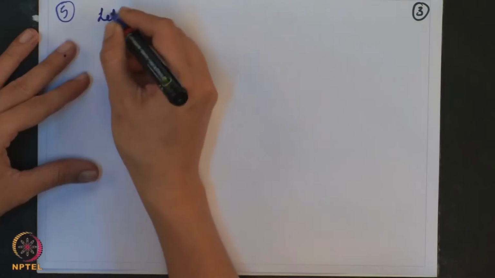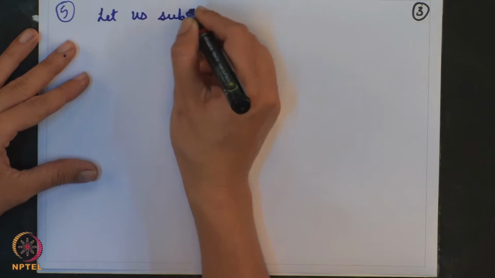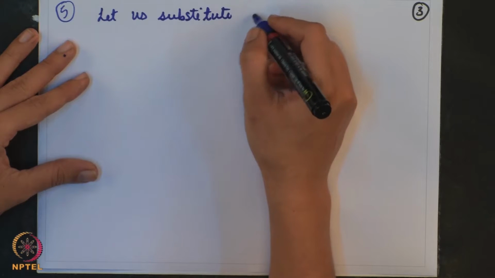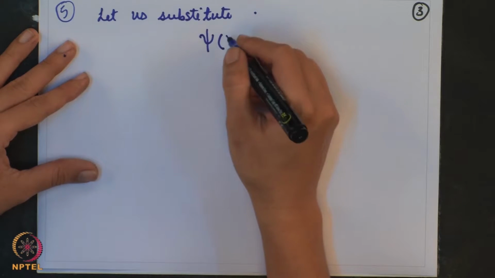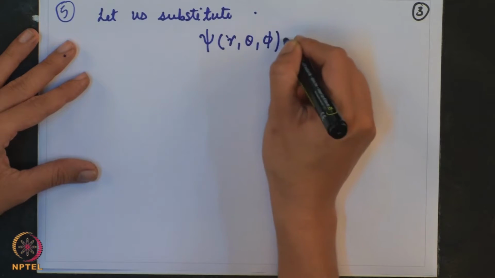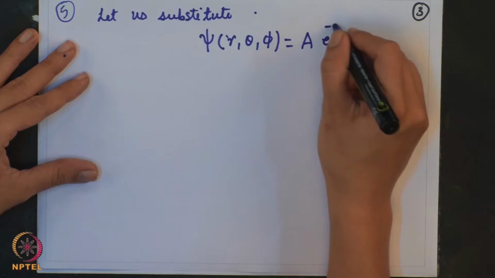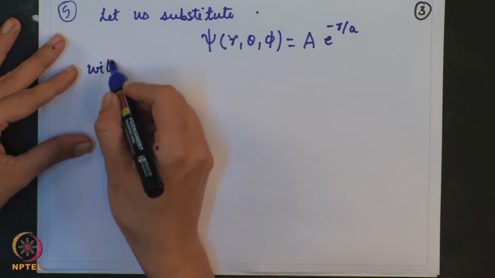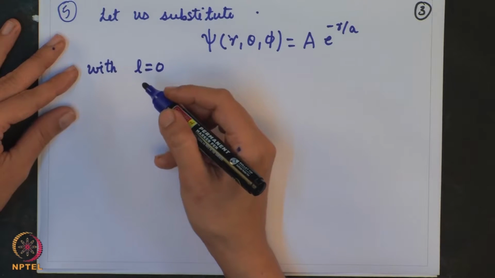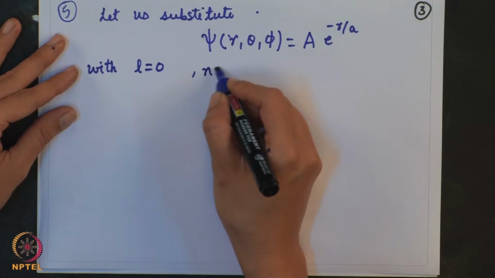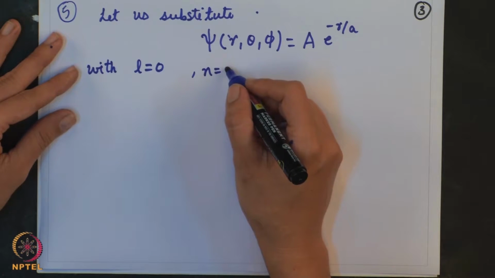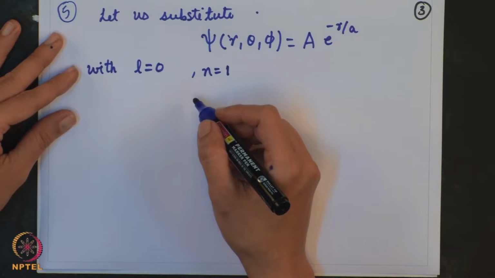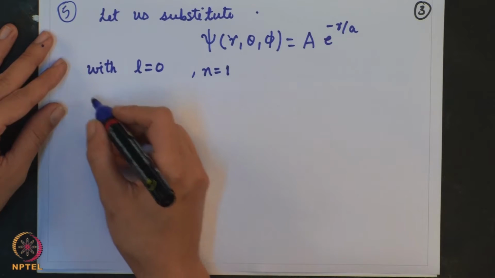So, if the wave function in the radial part, let us substitute psi of r, theta, phi given as A e raised to minus r by a. We will assume that L is 0, to simplify. So, when L is 0, n can take value from 0 to 1. So, we assume n is equal to 1.